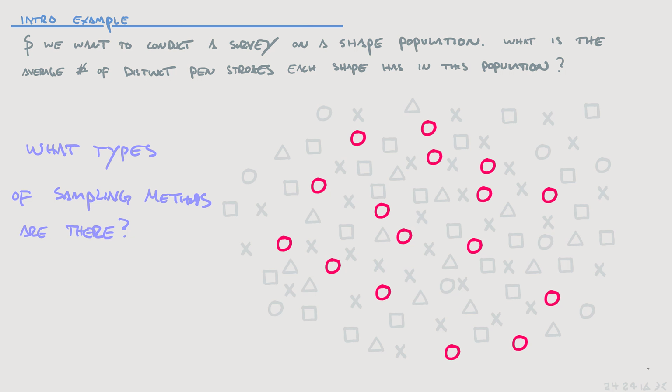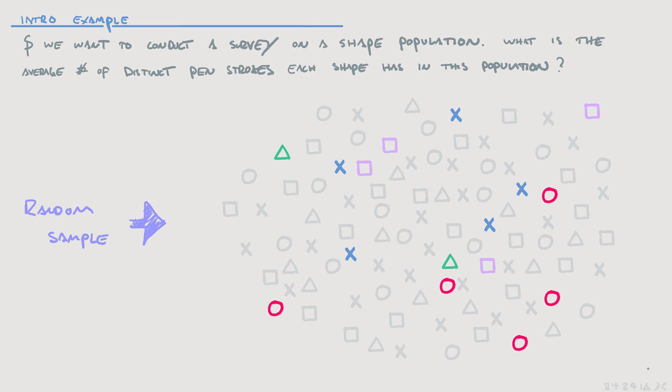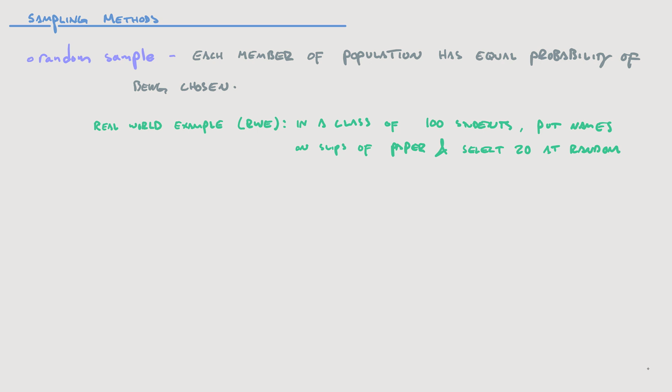So let's talk about the kinds of sampling methods that there are. First, there's random sample, and this is when each member of the population has an equal probability of being chosen. Something like this would be a random sample. I just randomly kind of threw darts basically at my screen to select this particular sample of 16. A real-world example of this might be in a class of 100 students, you want to put names on a slip of paper and then select 20 of them at random, right? Shuffle them all up, select 20 of the papers in a hat or something like that.